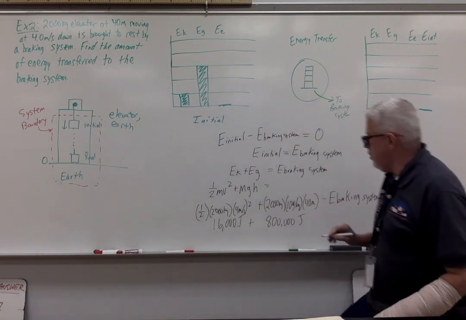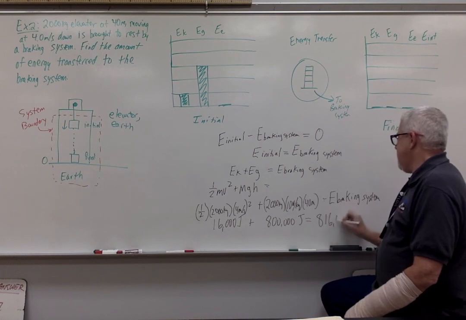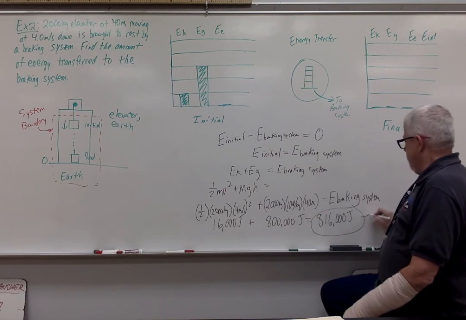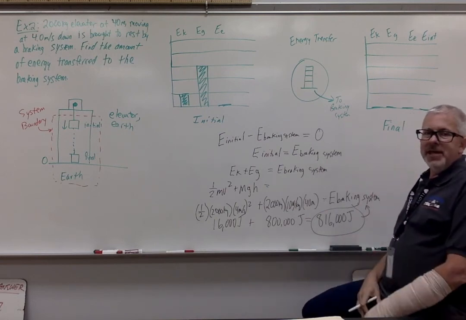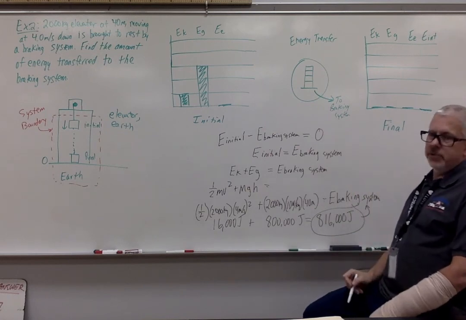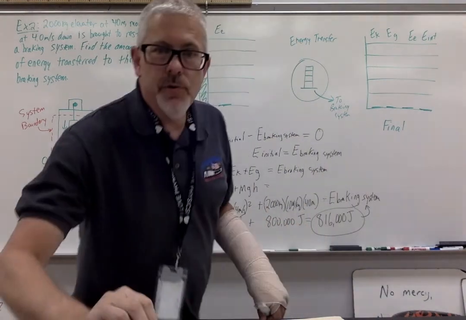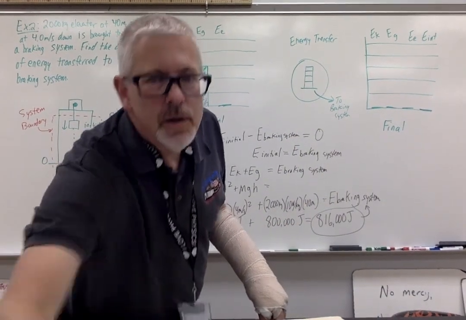So overall, this would be 816,000 joules transferred to the braking system. So that's how I did that problem mathematically. Up here in green is how we did it conceptually with the bar charts. So hopefully that's a good example for you for part two of the work energy bar charts.